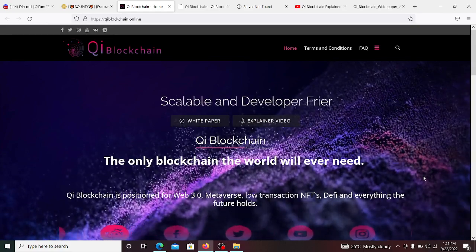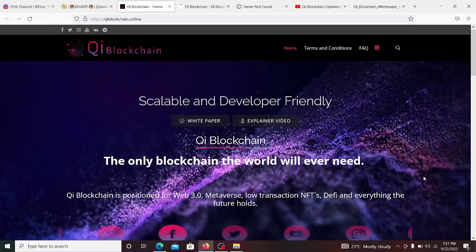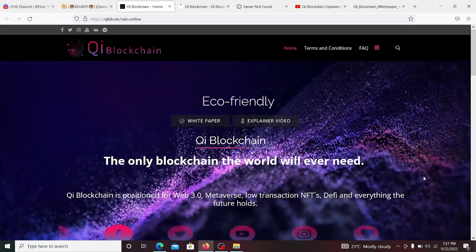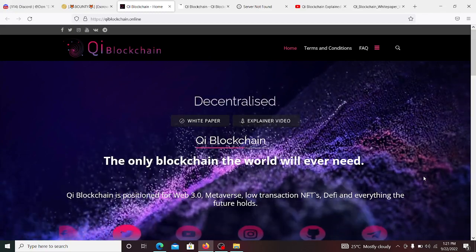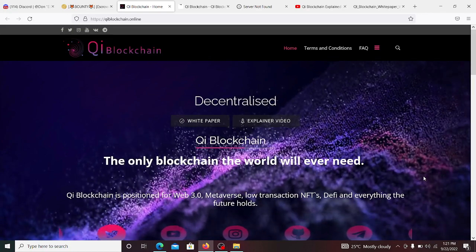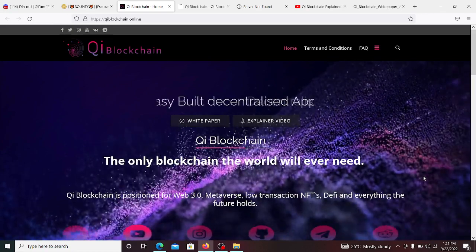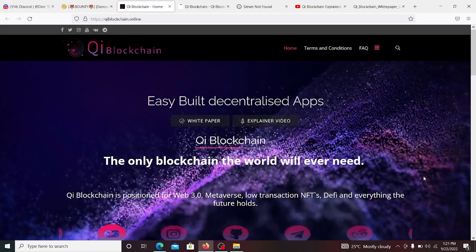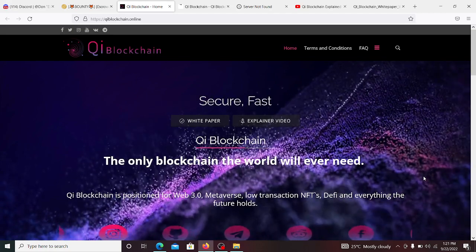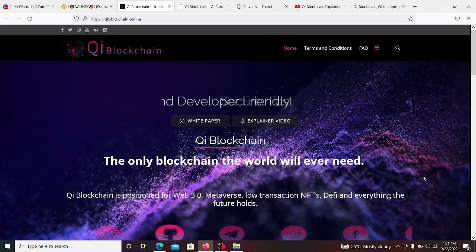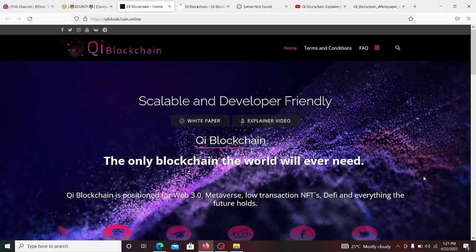This is a new blockchain which is positioned for the Web 3.0, the metaverse, with low transaction NFTs, which means that you get to create NFTs for a low price of transaction fees. You can integrate your DeFi and everything the future holds with this project.